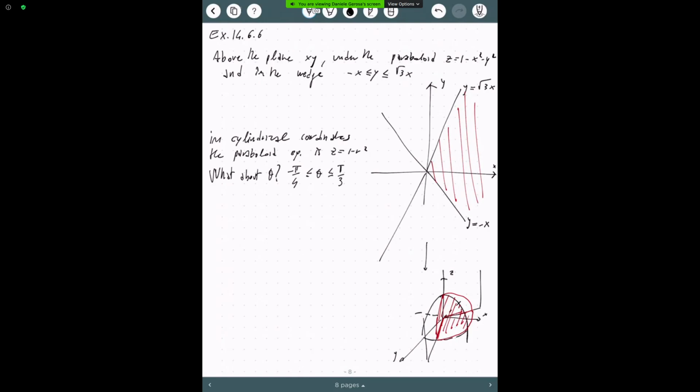So in conclusion, the volume is equal to the triple integral, and then z will be between 0 and 1 minus r squared, and then we said that r is between 0 and 1. Well, we didn't say it, but it's pretty clear because that's the intersection between the paraboloid and the xy plane. It's a circle of radius 1, and the angle is between minus pi divided by 4 and pi divided by 3 here. I don't forget the Jacobian, dz, dr, and d theta. And this is very easy. Pi divided by 3 minus pi divided by 4.